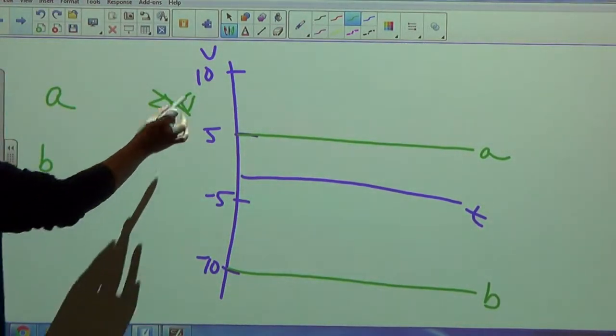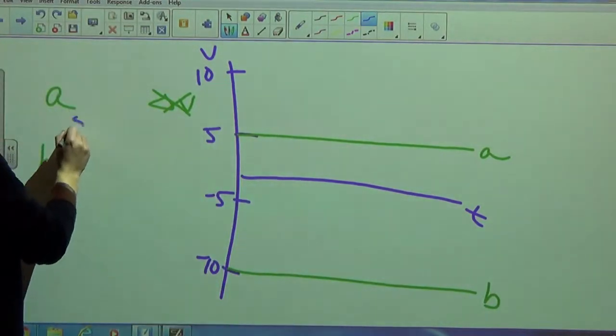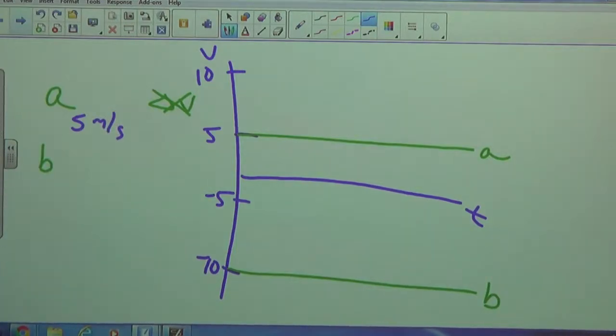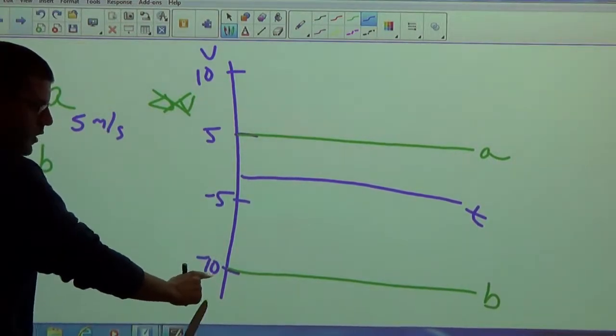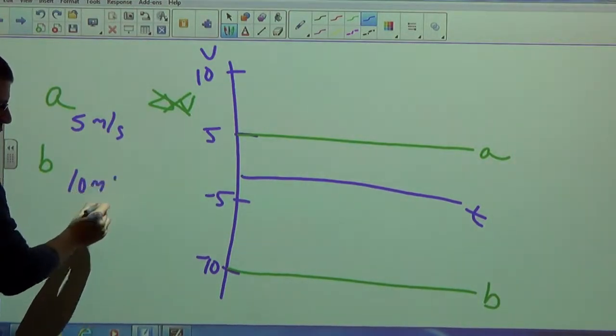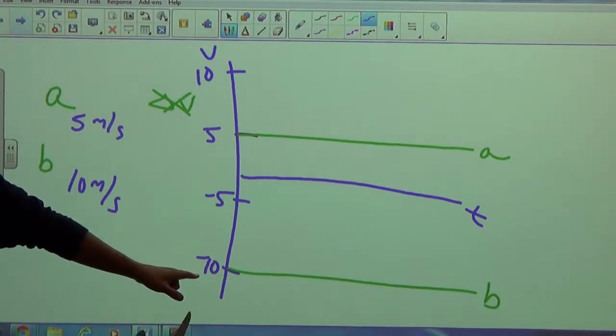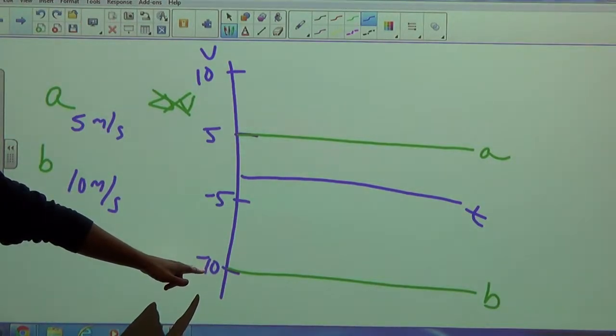But let's take a look. What's car A's speed? Car A's speed is 5 meters per second. Car B is not -10, 10 meters per second. So right off the bat, which car is going faster? Car B. But it has -10.